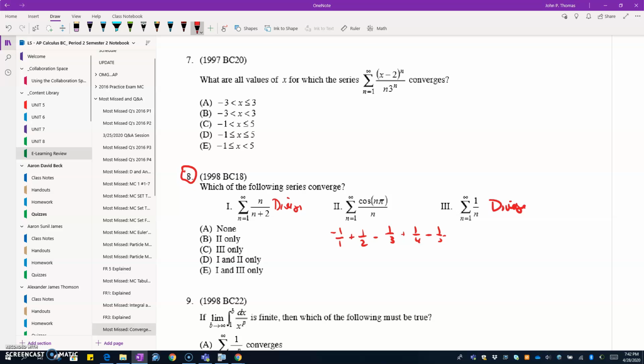Now notice that each of the terms progressively gets smaller, and it alternates positive and negative. So by AST, we actually get that number 2 does converge. Which means our correct answer on that one is B, which is 2 only, is the only one that converges here. So that alternating, because of the structure inside the n pi, we really ended up just bouncing between -1, +1, -1, +1, -1, +1.